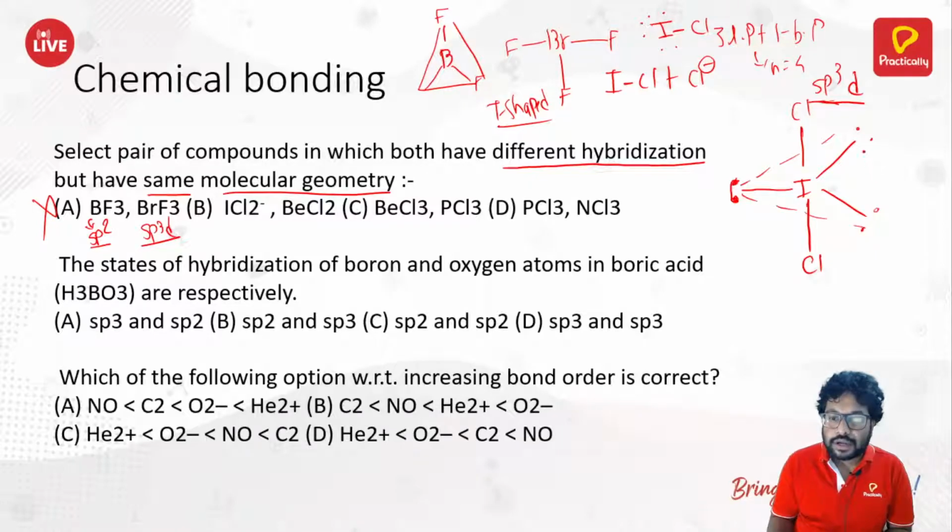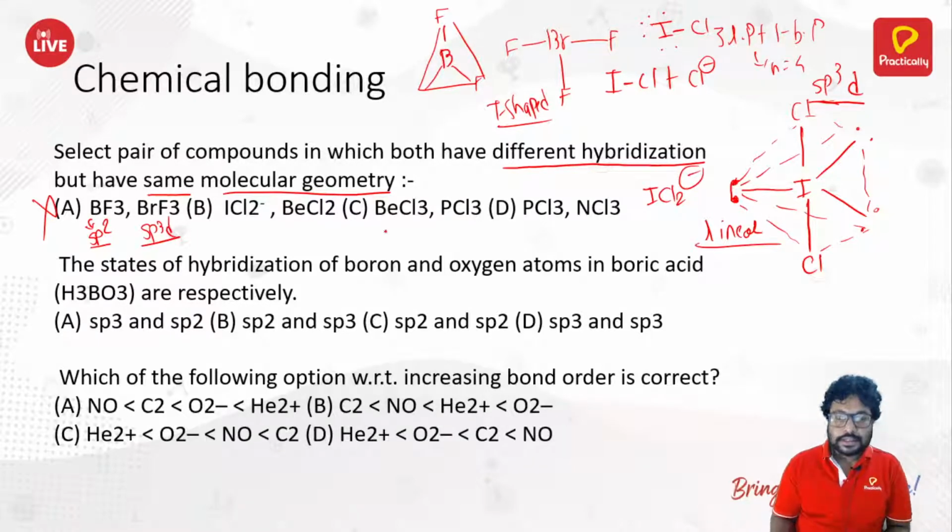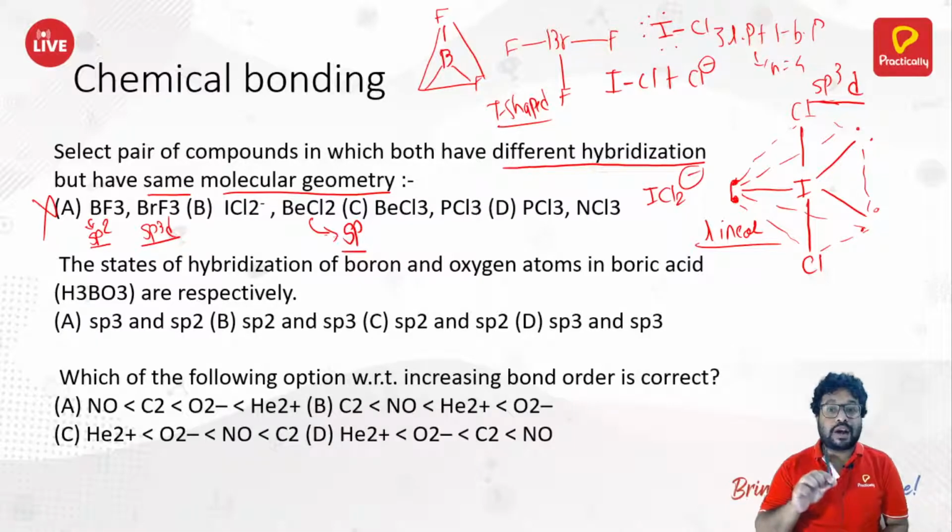If you talk about the geometry, ICl2 1 minus is trigonal bipyramidal. But if you're talking about the shape, ICl2 1 minus is linear. Look at this, this is the linear shape, right? Same is the case with BeCl2. BeCl2 we had seen earlier, right? If BeF2 has sp hybridization, BeCl2 also has sp hybridization, because the central atom and the number of auxiliary atoms are the same.